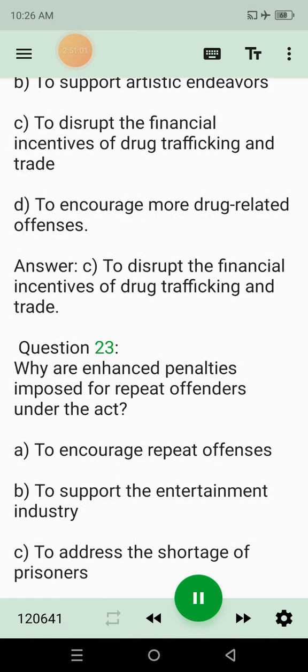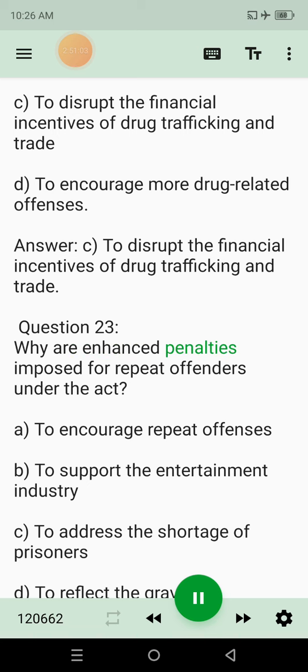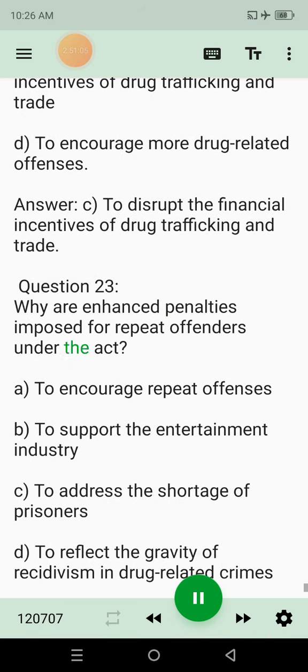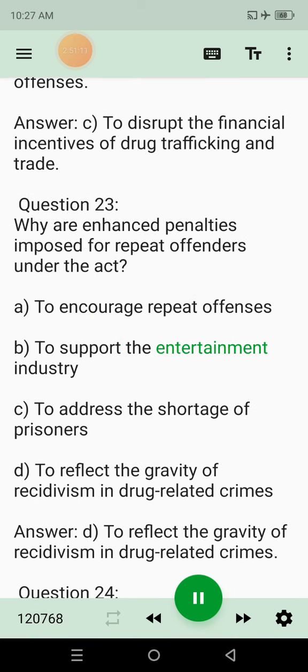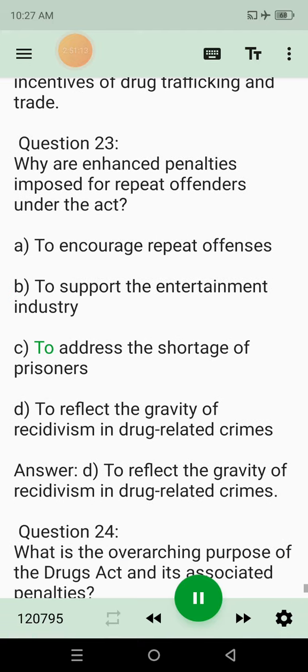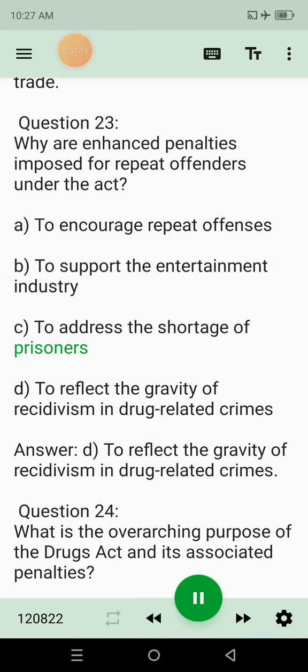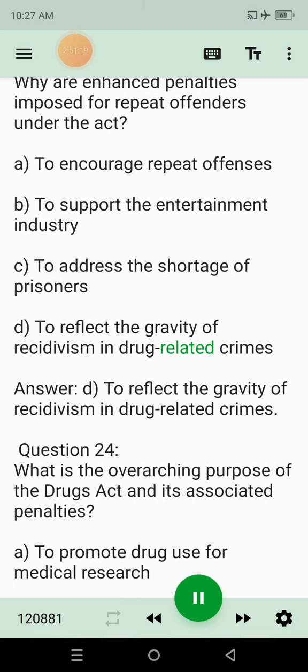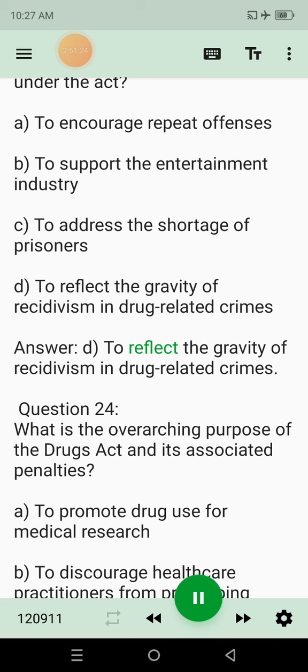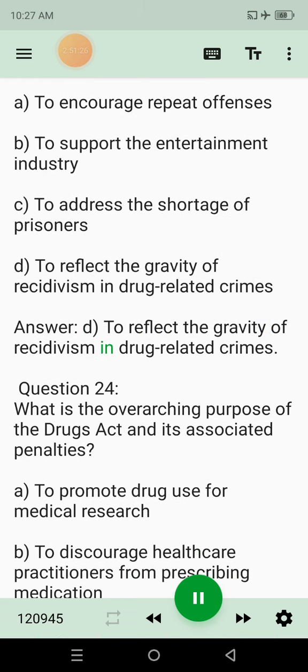Question 23. Why are enhanced penalties imposed for repeat offenders under the Act? A. To encourage repeat offenses. B. To support the entertainment industry. C. To address the shortage of prisoners. D. To reflect the gravity of recidivism in drug-related crimes. Answer: D. To reflect the gravity of recidivism in drug-related crimes.